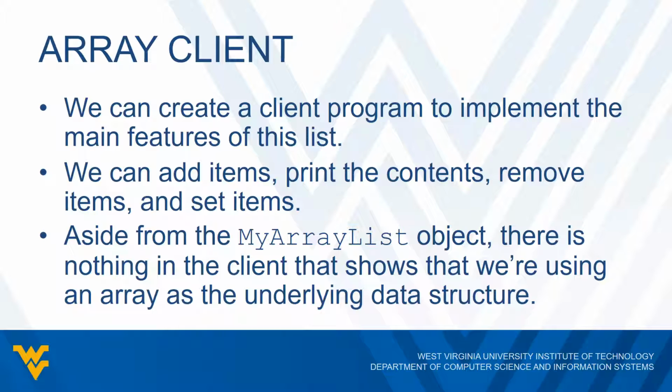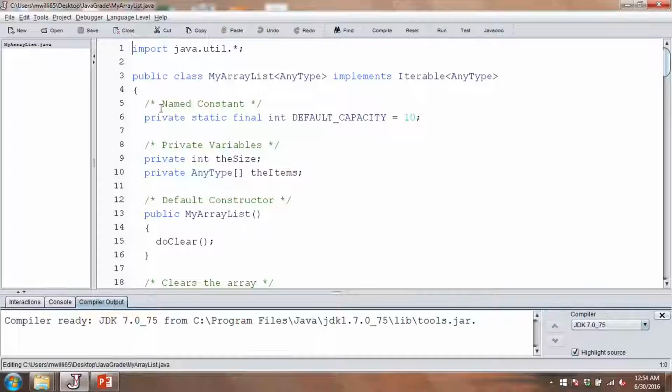Now, we can see in the client the methods that we're calling, so we know what's going on, but we don't know what is actually happening or how it's going about it unless we were to look at the class that implements all of these operations. Let's actually go back to our myArrayList class and create a client for it, just so you can see that we can create objects of this class. And what we'll find is, aside from the fact that we have the word array, we're not going to really see that we're using an array for this class.